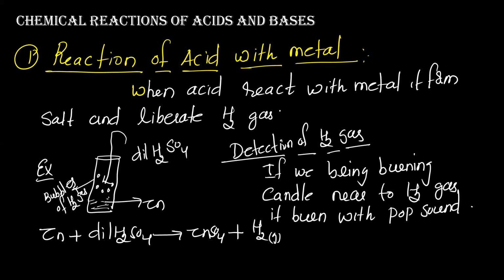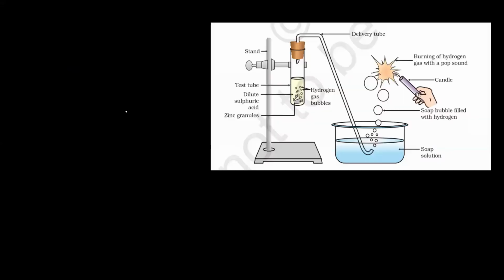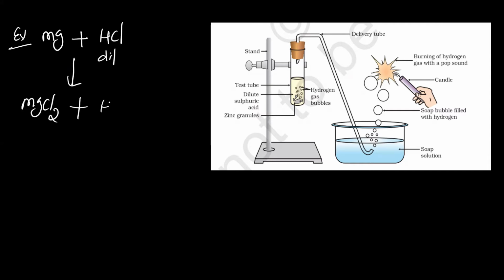We can see many more examples. Other examples are, for example, magnesium is the metal, it reacts with dilute hydrochloric acid, it forms the salt magnesium chloride, plus liberates hydrogen gas. See here, you have two chlorides here, so balance it with 2 HCl. Okay, this is the reaction.